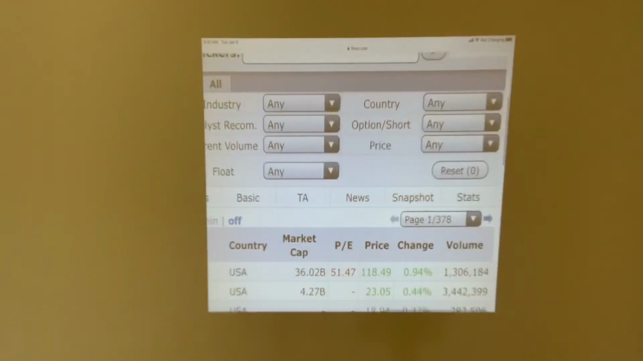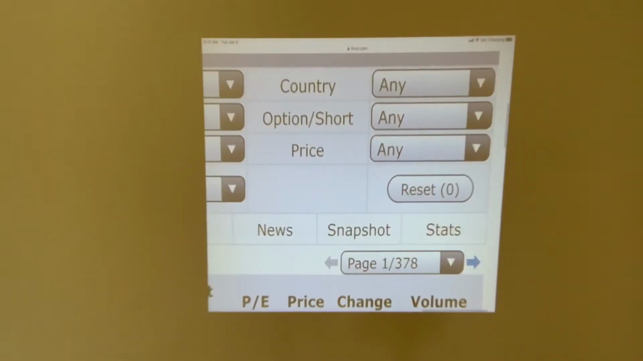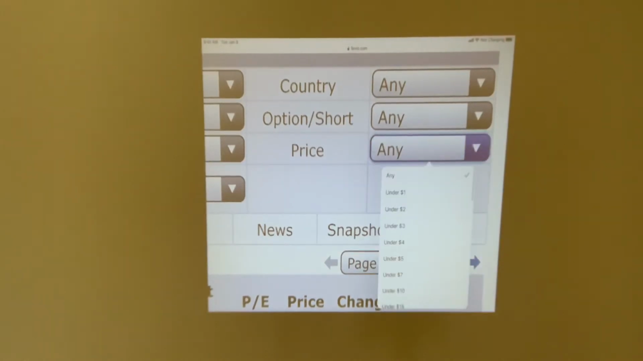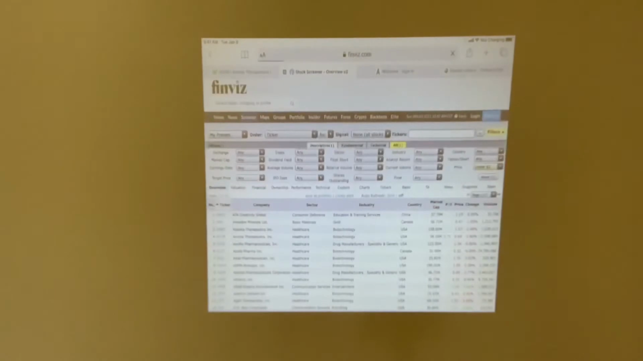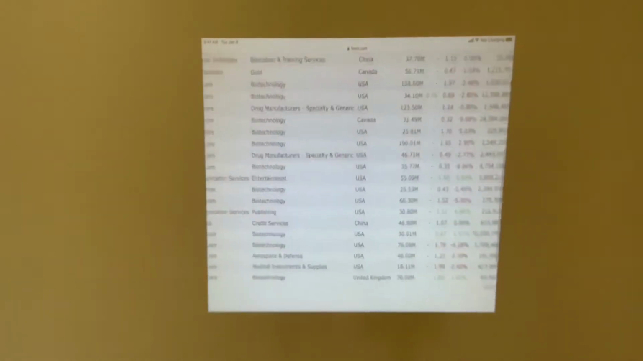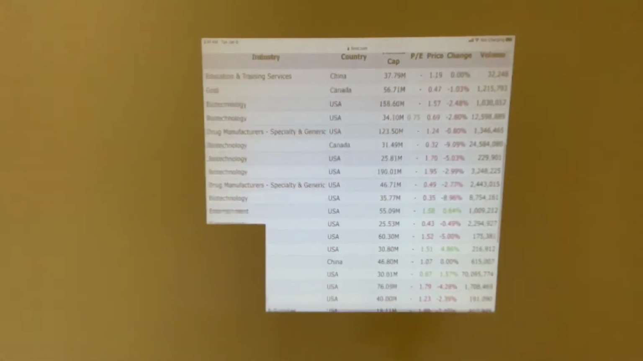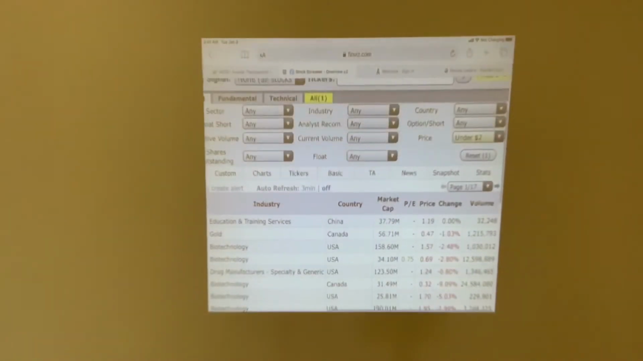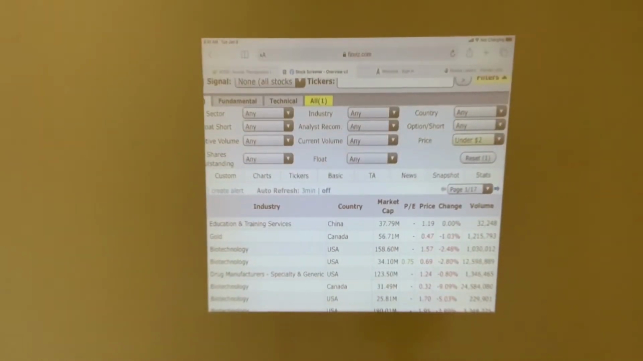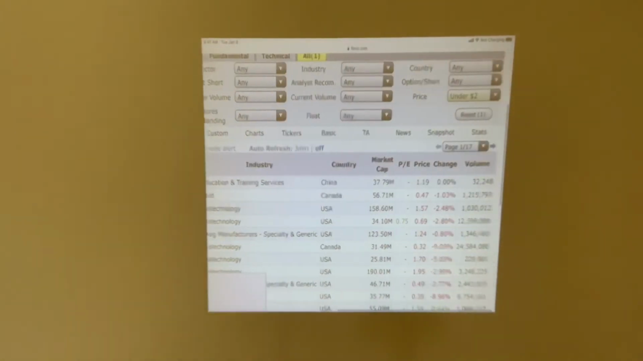What we are interested in is picking a stock that is under $2, which is going to be to the far right of the page. Right here, you click on that, you see $2, you pick it, and now everything listed is under $2.